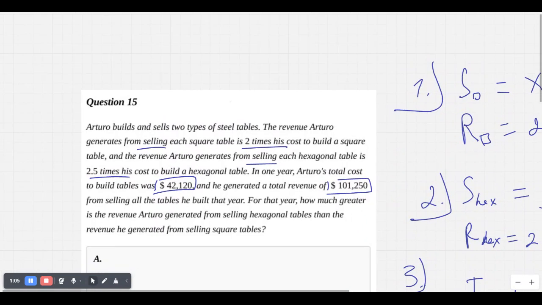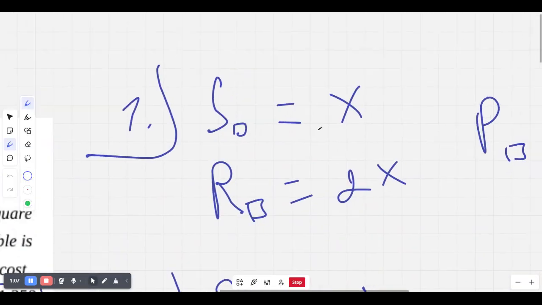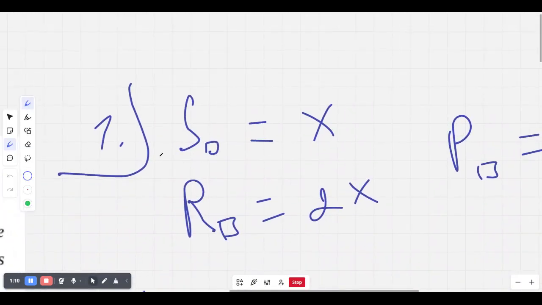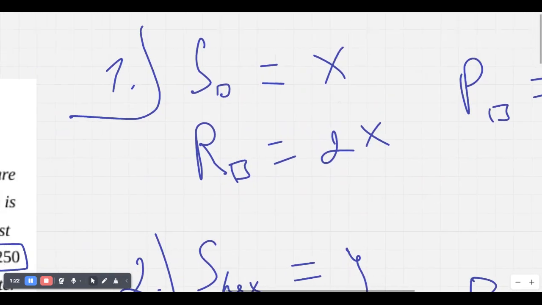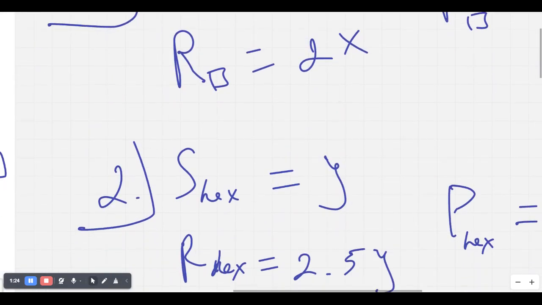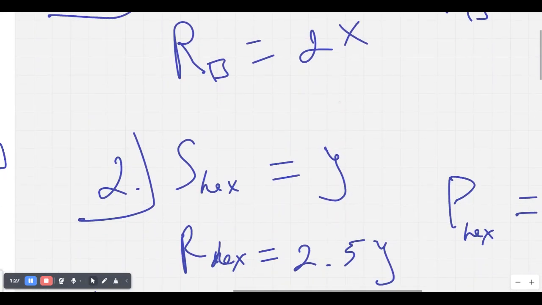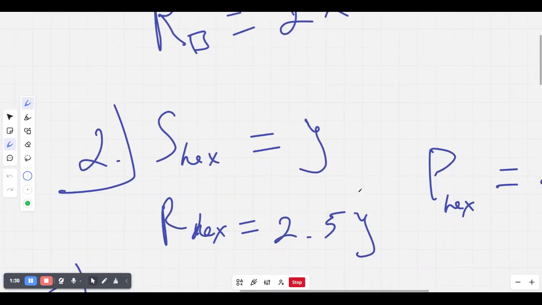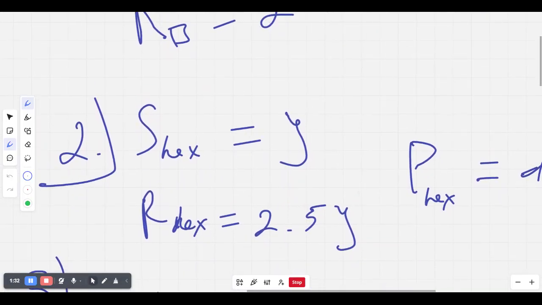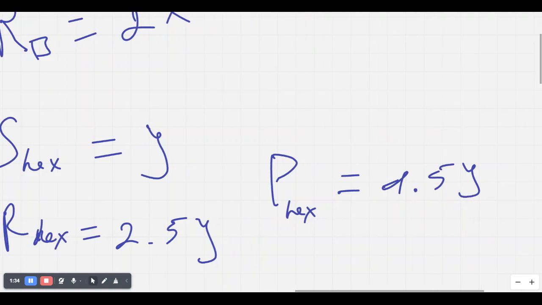a little bit thoroughly. So I know that the cost of building one square table is going to be X, and I indicated it as X, and the revenue is going to be twice as much, so it's going to be 2X, meaning that the profit is going to be just X. Then the cost of the hexagonal table is going to be Y, and the revenue generated will be 2.5Y, and the profit will be 1.5Y.